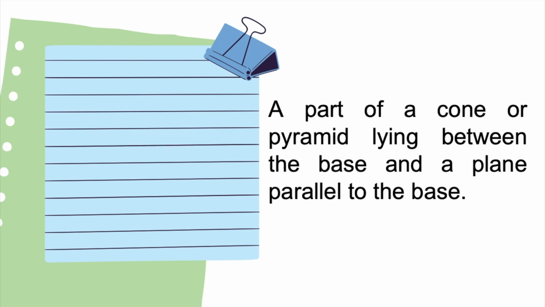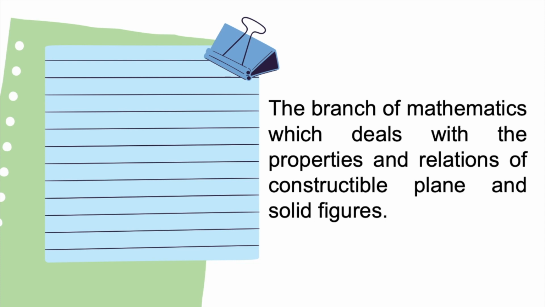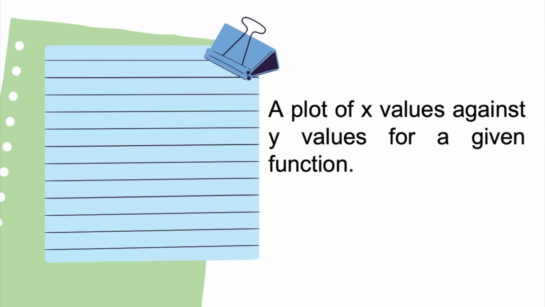A part of a cone or pyramid lying between the base and a plane parallel to the base. Frustum. A surface of revolution of y equals 1 over x. Gabriel's horn. The branch of mathematics which deals with the properties and relations of constructible plane and solid figures. Geometry. A plot of x values against y values for a given function. Graph.